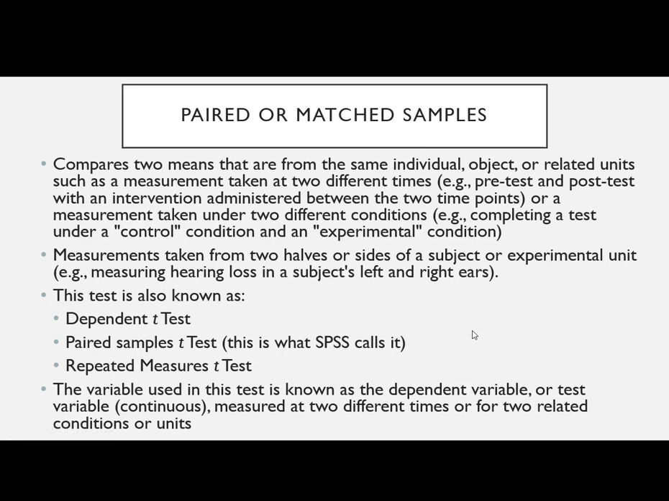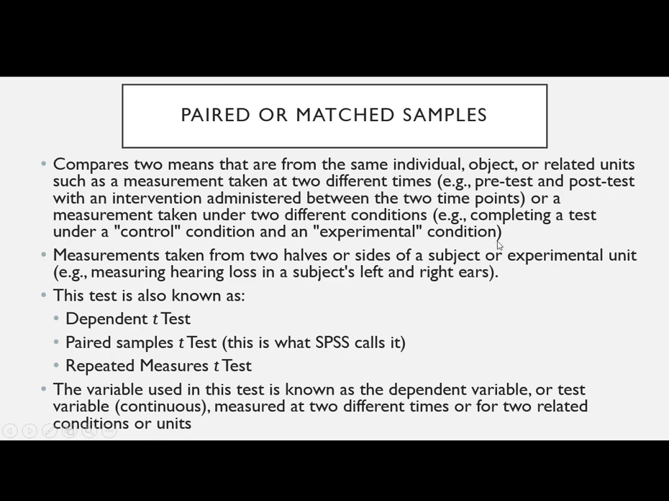Now, I want to look at paired or matched samples. What do you do when you don't have independence between your two samples? It's just a different test. This paired samples t-test, as it's called in SPSS, compares two means that are from the same individual, object, or related units, such as measurements taken at two different times, for example, a pre-test and a post-test, with an intervention administered between two time points, or a measurement taken under two different conditions, for example, completing a test under a controlled condition and an experimental condition.